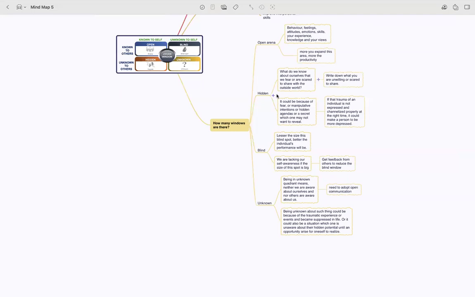And the next one is the blind window. You have to make it small, and to know your blind window, get more feedback from your loved ones with whom you associate, who will give you constructive feedback which will lift your spirit up, not make you feel down.